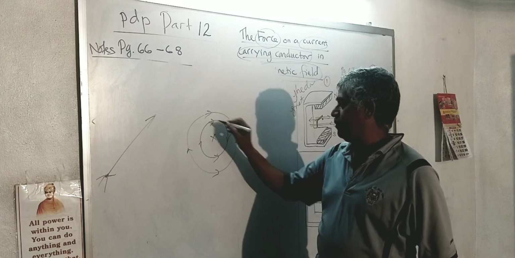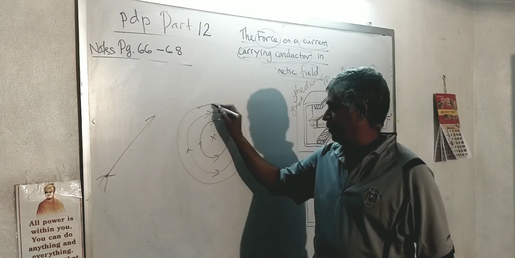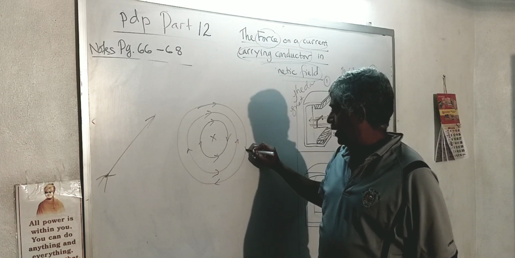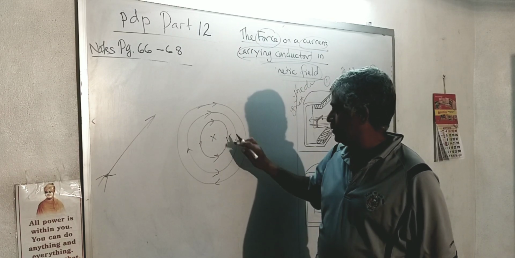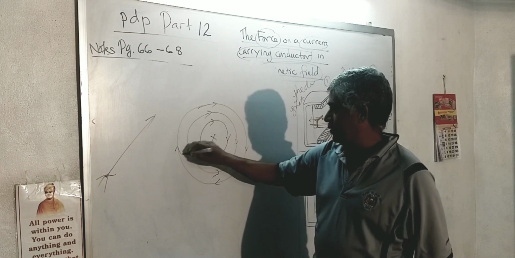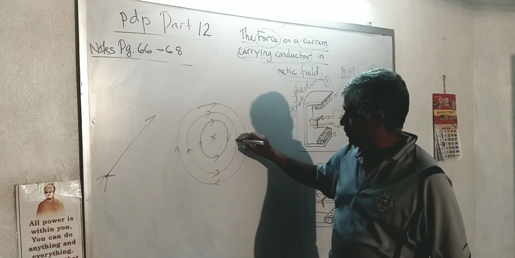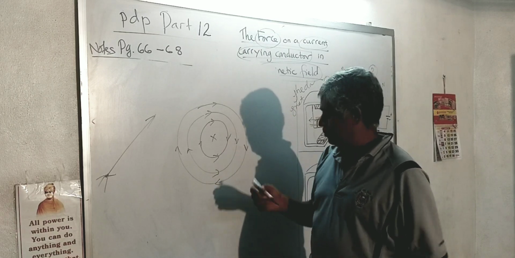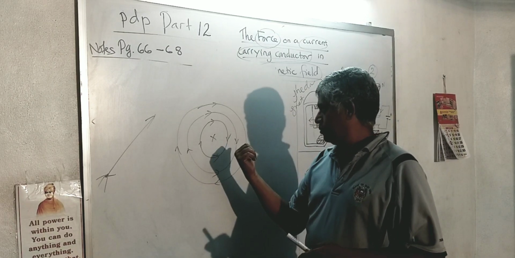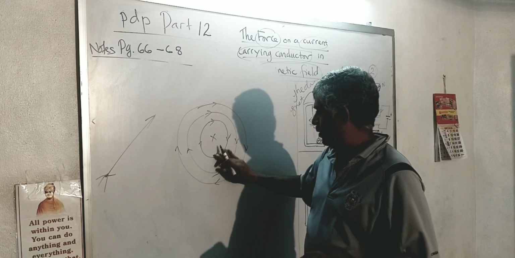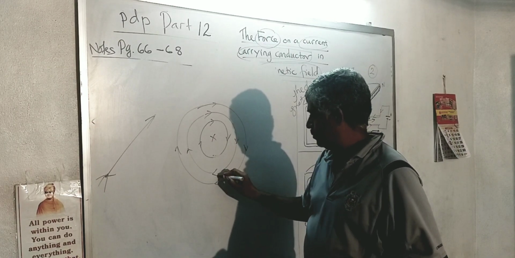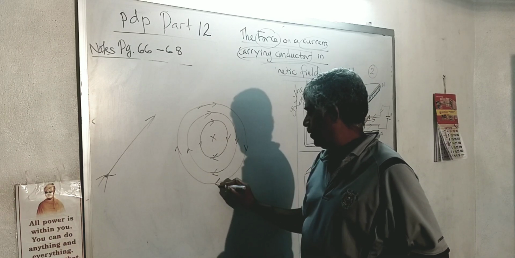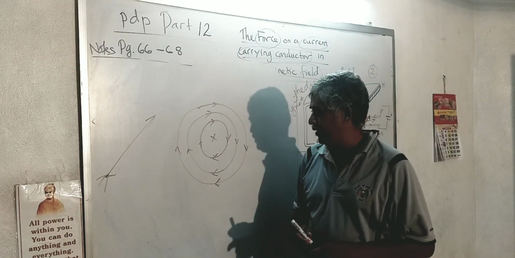We draw the magnetic field around the current carrying conductor. This is the direction of the field. Draw the arrow. So this is the direction of the field.